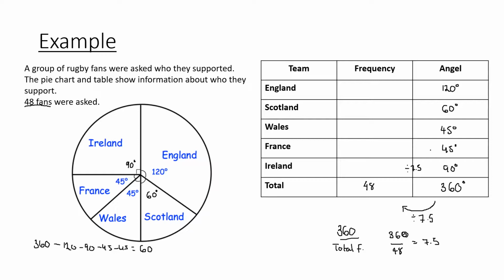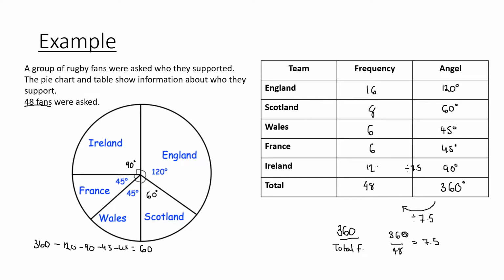So we're going to do 90 divided by 7.5, which gives us an answer of 12. We do 45 divided by 7.5, which gives us an answer of 6. Now, because Wales and France have the exact same angle, that means the answers are going to be exactly the same. So it's also going to be 6. And then for Scotland, we're going to be doing 60 degrees divided by 7.5, which gives us an answer of 8. And then finally, England, we'll do 120 divided by 7.5, which gives us an answer of 16.